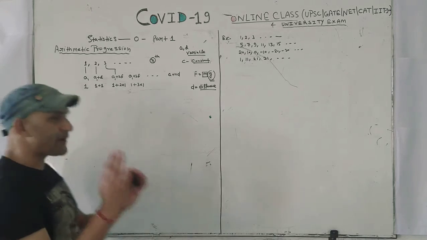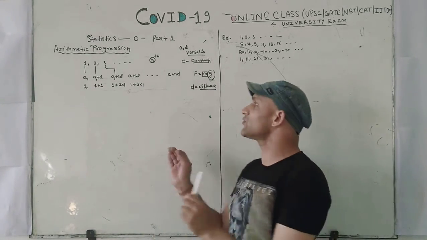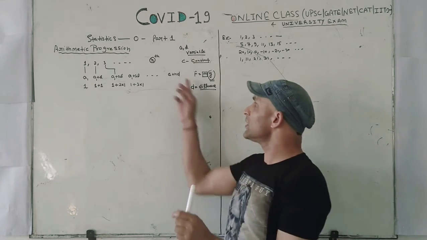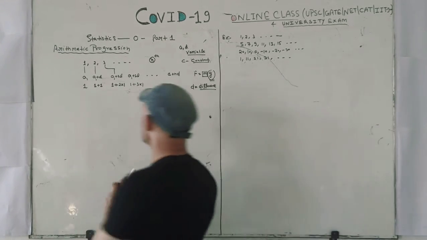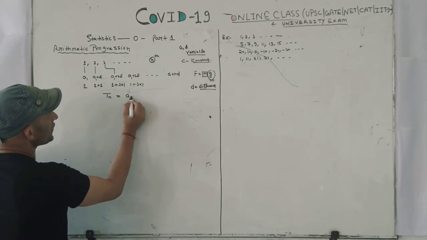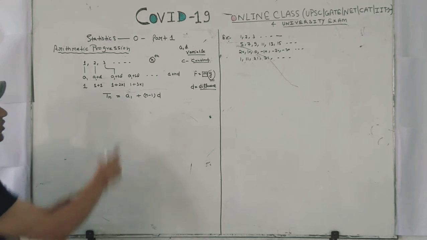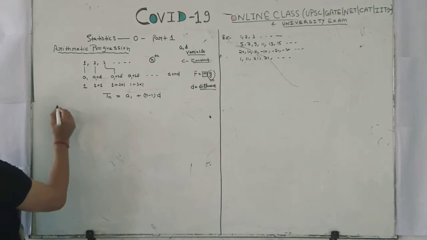After that the mathematicians introduced one formula. With the help of this formula you can get the nth value and also the sum of all values. So we are using the formula Tn equals a1 plus (n minus 1) into d. We will use the formula only if you have such a type of series.